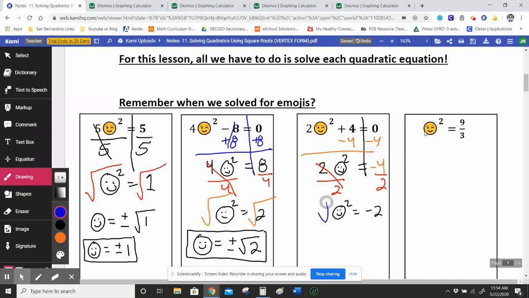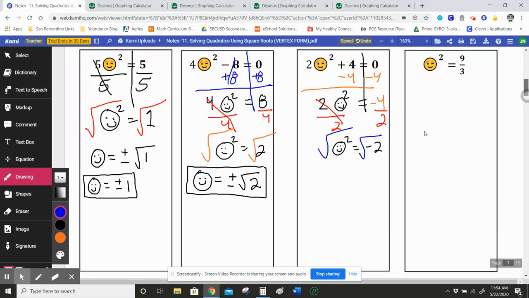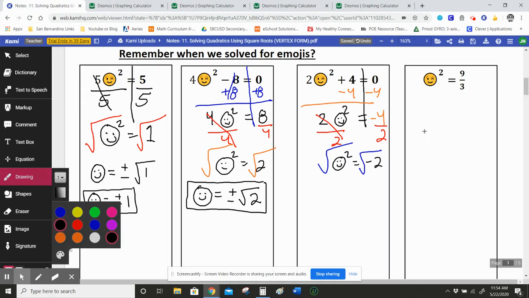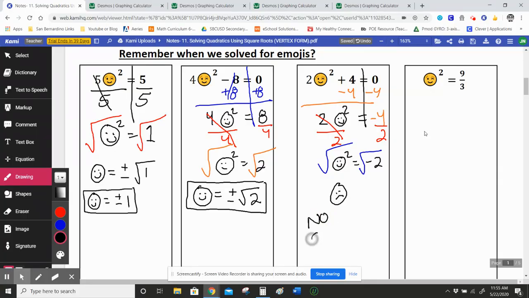If I want to keep on solving, I got to get rid of that square on top, right? So I take the square root here. So I am left with the happy face emoji, or the emoji, right, is equal to the square root of -2. Uh-oh, wait a minute. Remember, we can never take the square root of a negative number, right? So two numbers that multiply together that are the same will never give you a negative answer. So in this case, this is not going to be a happy face emoji. It's actually going to be a sad face emoji because there is no solution. So remember, you cannot take the square root of a negative number, so we can't solve it.